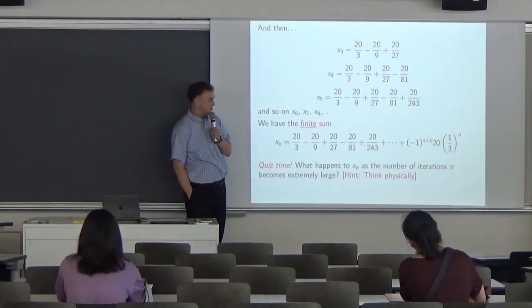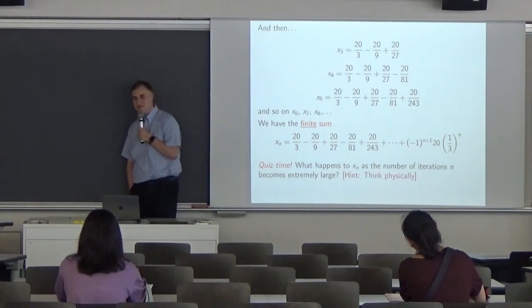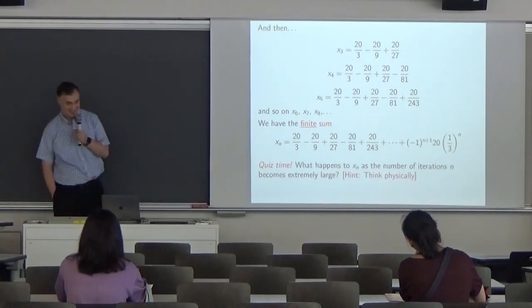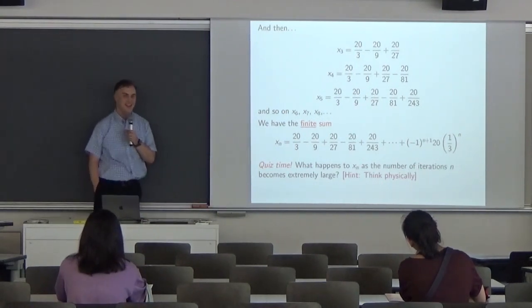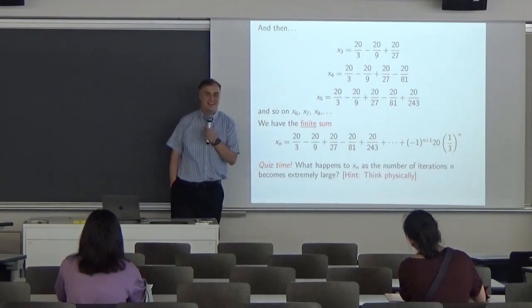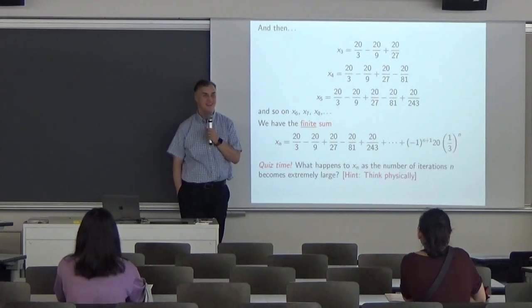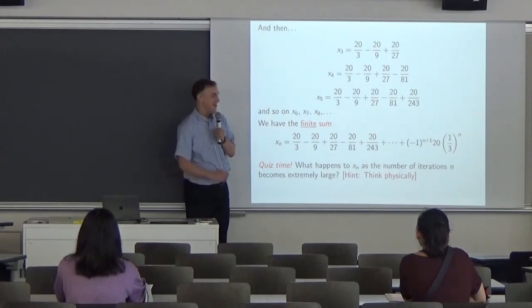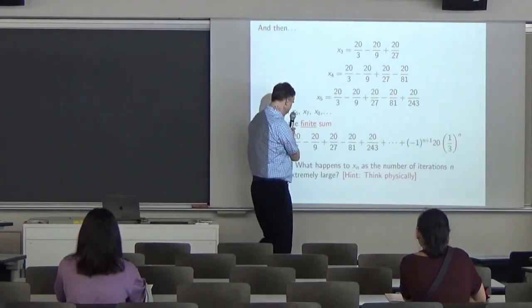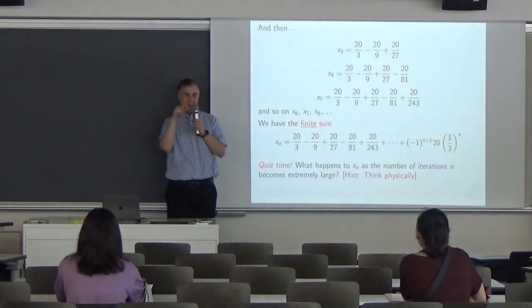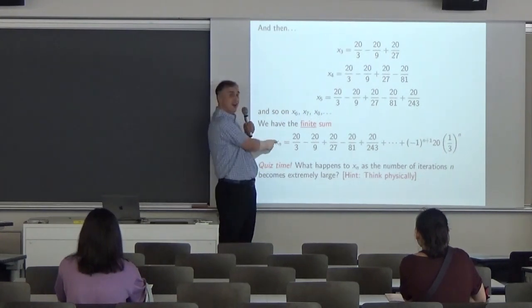The hint here is to think physically about the process more than mathematically. So what happens to xn as n gets very large? In the middle. The idea is, if you think about it, the cats are coming in closer and closer and closer from the left and the right. The mouse is running backwards and forwards. Where does this value actually end up?